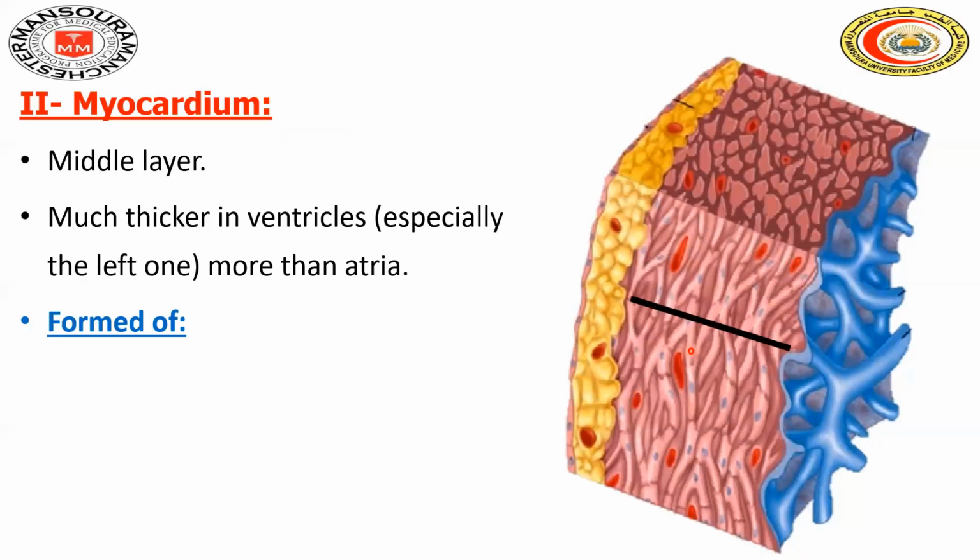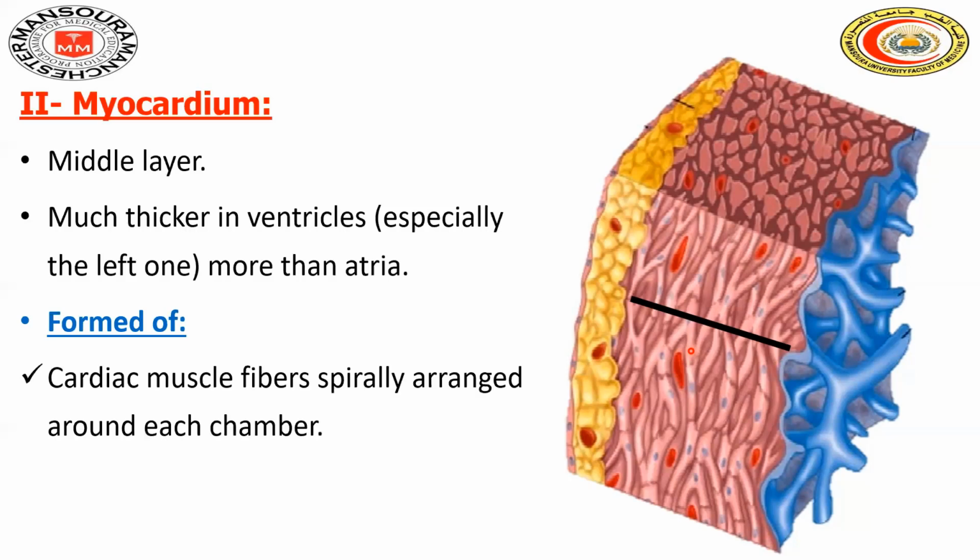Regarding its histological structure, it is called myocardium, and the prefix myo denotes muscle. So this layer is mainly formed of cardiac muscle fibers. These are the main type of muscles present in the heart. They are a specific type, cardiac muscle fibers. They are present in the myocardium in a spirally arranged manner around each chamber. So this is the main structure of myocardium. It is formed of cardiac muscle fibers.